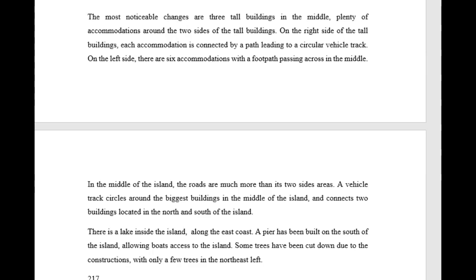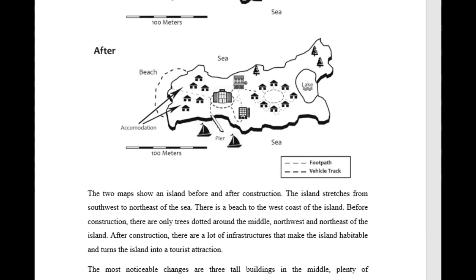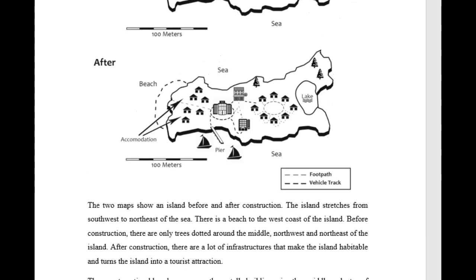Okay, "in the middle of the island, the roads are much more than its 2 sides area." I don't understand what that means. "A vehicle track circles around the biggest buildings in the middle of the island and connects two buildings located in the north and south of the island." Don't entirely understand that. By the way, just to let you know, it's a hotel, it's a mall, and it's a restaurant.